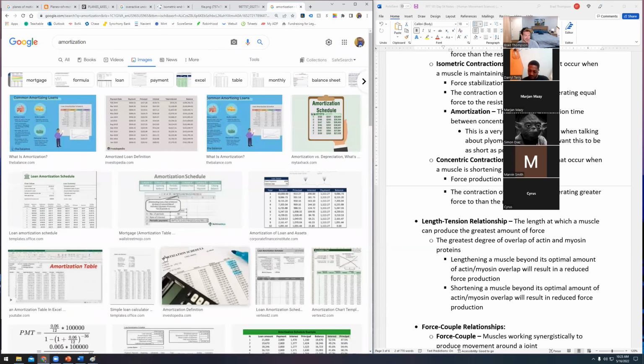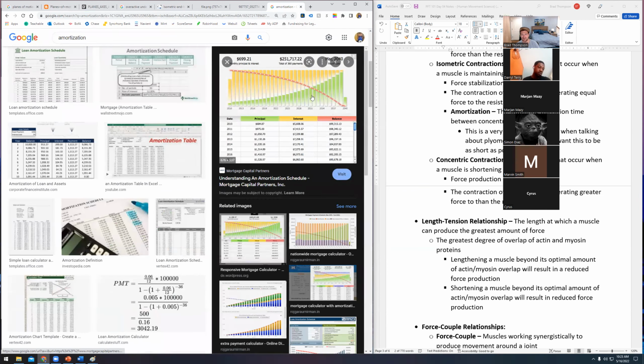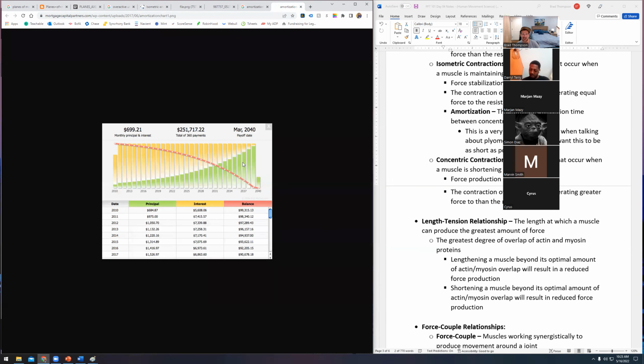Some big fancy math here, but it always looks like this. It's a little chart here. So this is actually looking at a loan.